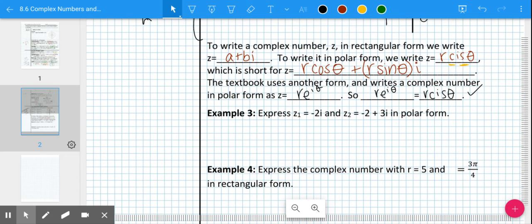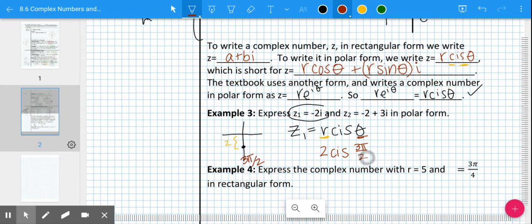So let's go ahead and take 2 points in rectangular form and change them to polar form. I'm going to start by plotting z1 on a complex plane. z1 is negative 2i, so it's down 2. Here it is. If I want to change this to r cis theta, what I need to find is the radius, which appears to be 2, and the angle, which appears to be 3 pi over 2. And that's it. You write it as 2 cis 3 pi over 2.